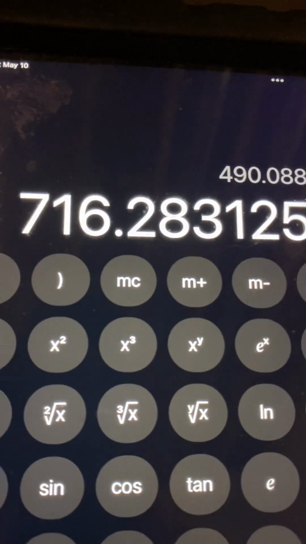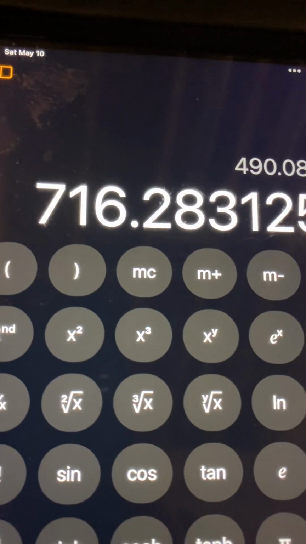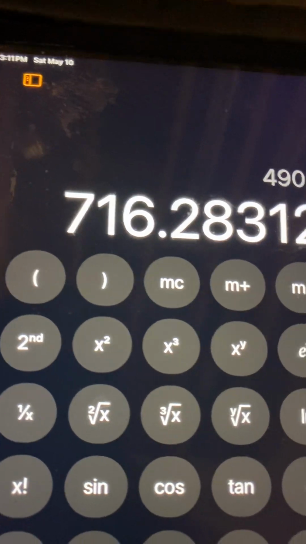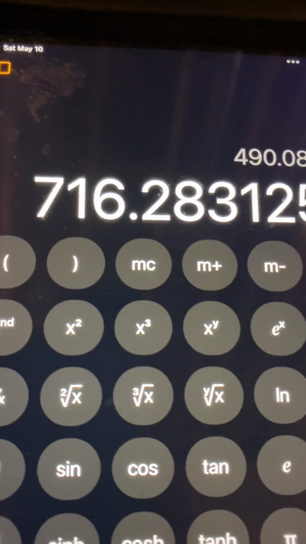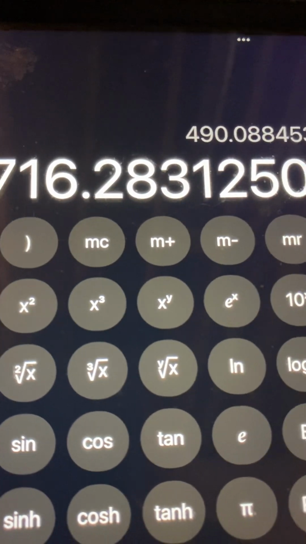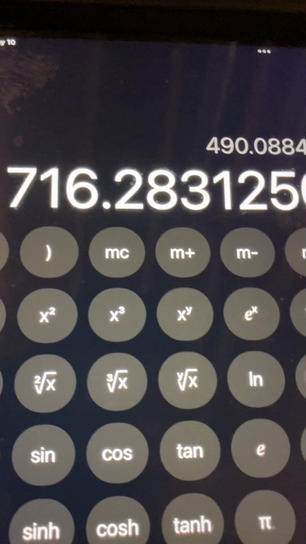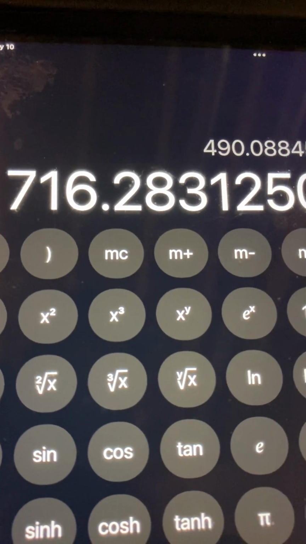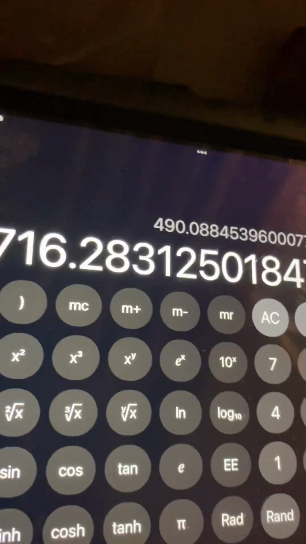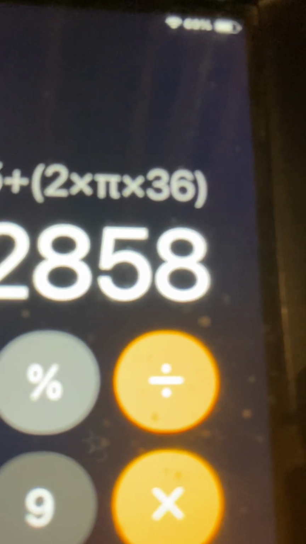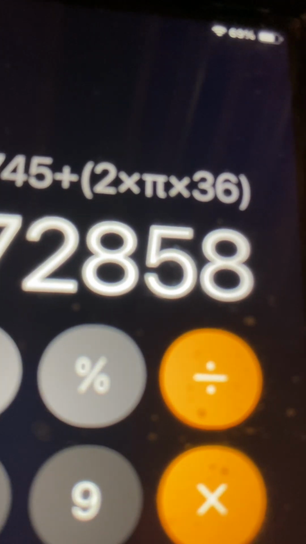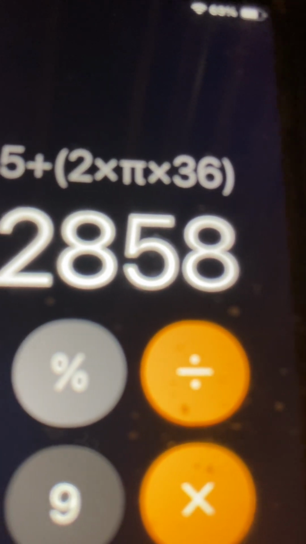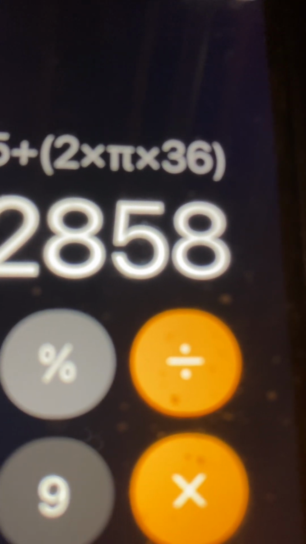The answer is 716.2831250184728858, or around 716.28, or simply 716.3, or 716 if rounded to the nearest whole number, because 3 rounds down. So, yeah. But basically, I got the right answer because I used parentheses. You should use parentheses in certain equations. Not in all equations, but in some equations, such as the surface area of a cylinder.